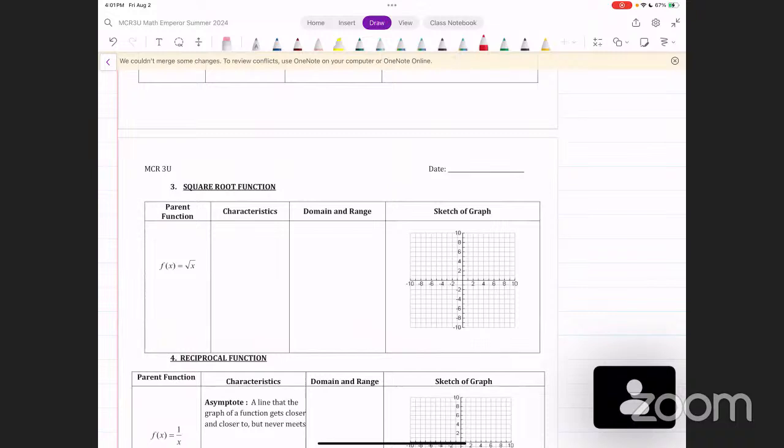If you have a calculator, can you find me what the square root of -16 is? I don't have a calculator. You don't have a calculator, okay. How are you joining the class? I joined on my laptop, yeah. Okay, so can you try to find out what the square root of -16 is?